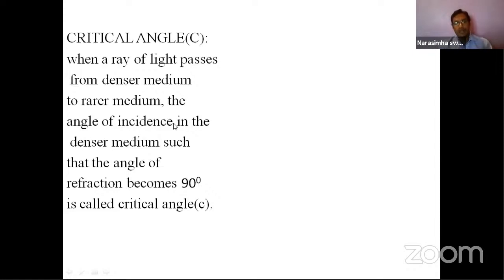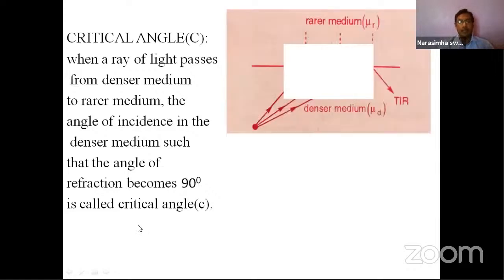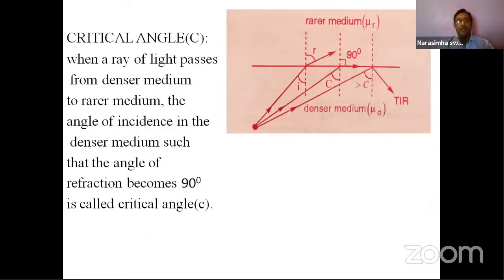The angle of incidence in the denser medium is such that the ray undergoes refraction, moving into the other medium. If that refracted angle is 90 degrees, then that incident angle is called the critical angle. You see how critical this is? Of course, you might have studied this in 10th standard. So the critical angle is related to the incident angle only.